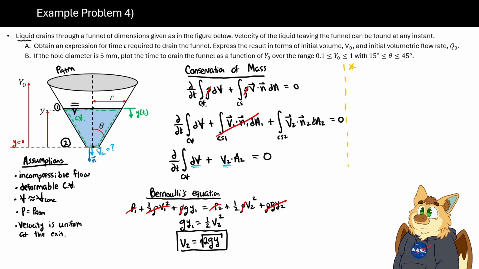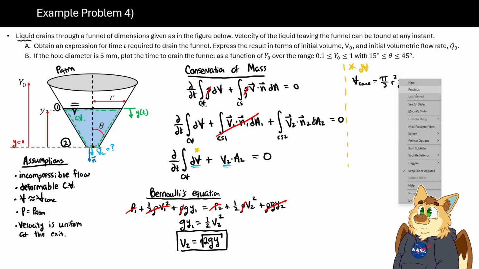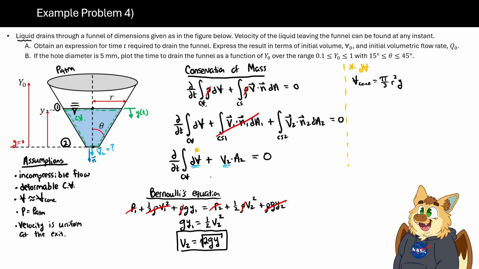So this will be this term here, dv. So we said in our assumptions that we can approximate the volume as a cone. So let's start off there. V cone equals, just by definition, pi over 3 r squared times our height. In this case, we're going to use y as our height, which varies with time. But you'll see that our relationship has a differential volume.